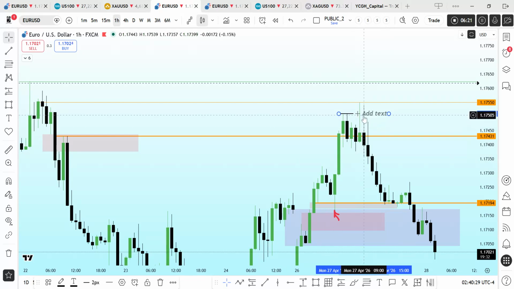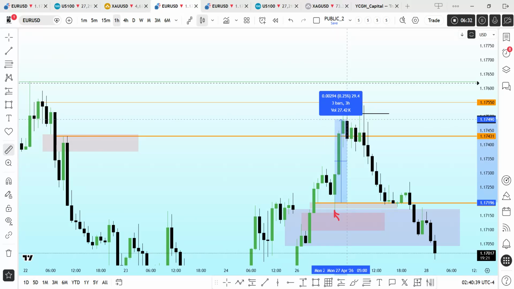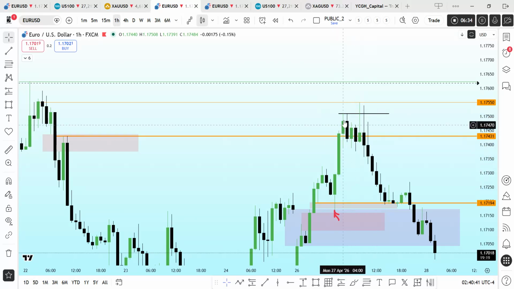But did I take a trade here? The answer is no. Why? Because this delivery, see, this was the same pips, right? This was from here to there. This was 30 pips, and that took like 3 hours, right? Three candles for 3 hours.